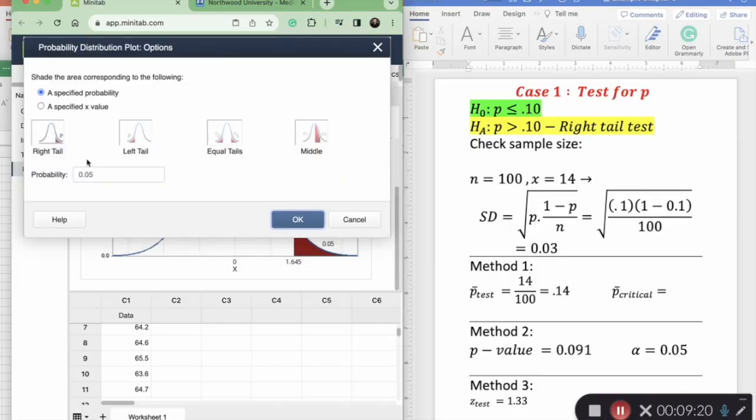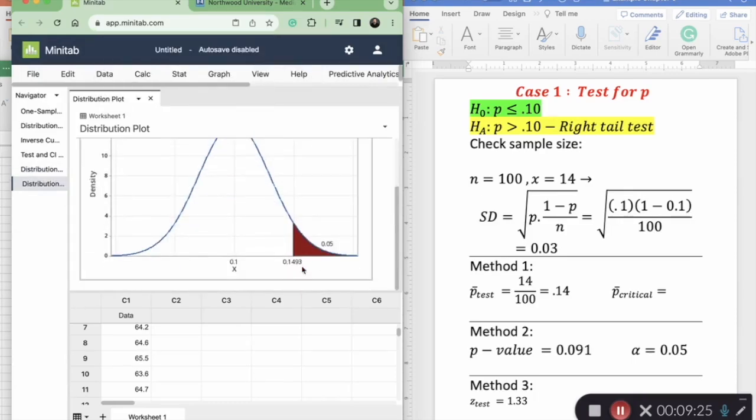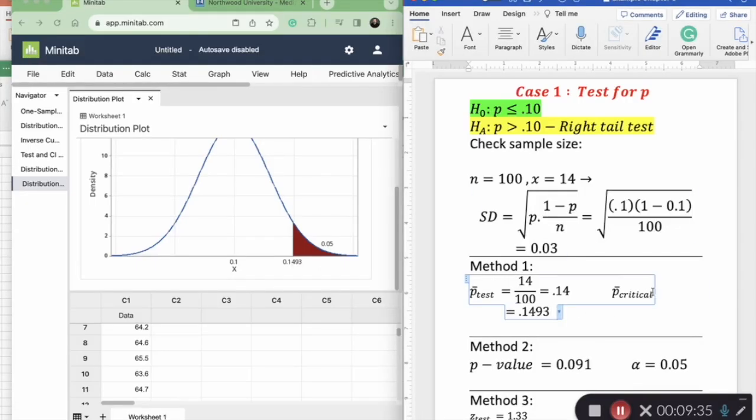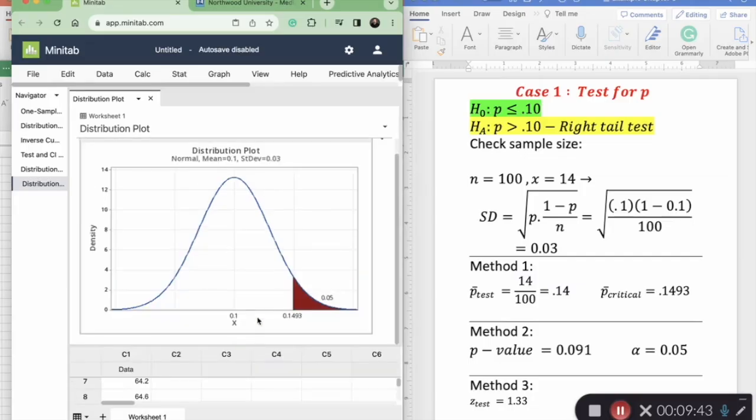Options, we have the right tail, 5%. So this is our p bar critical, which is greater than our p bar test. P bar critical is 14.9%. This is 14%, the p bar test, which is here. So that's why we still fail to reject the null hypothesis.